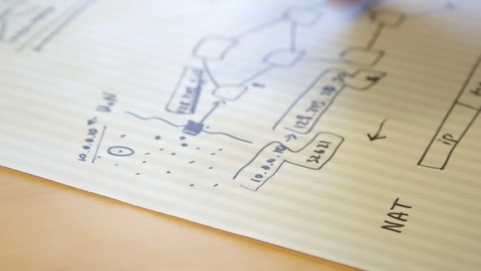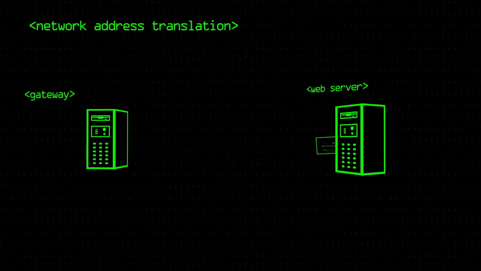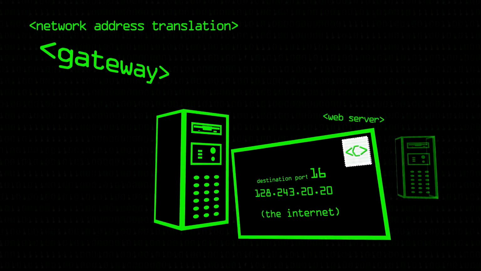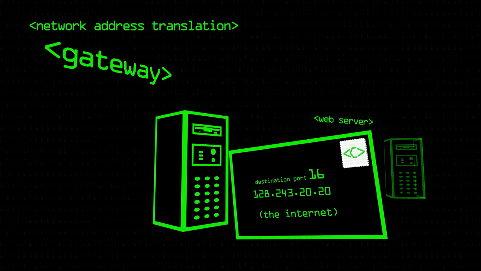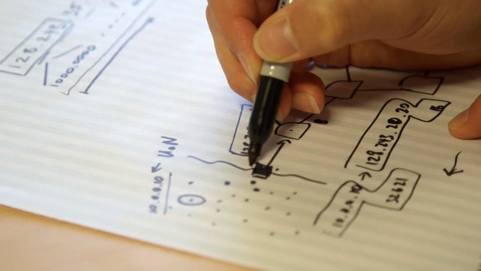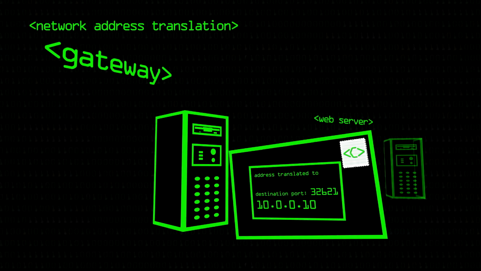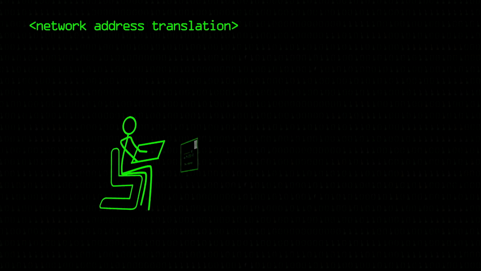So that something out here, the server that you were trying to get to over here, is sending stuff back to 128.243.20.20, destination port 16. And then it's this gateway here that is the only thing in the world that knows that that really maps to this particular machine and that particular application on that particular machine. And so you've got this translation that happens in one direction, and you have to undo the translation in the other direction to be able to get back to it. And that's what makes this complex.